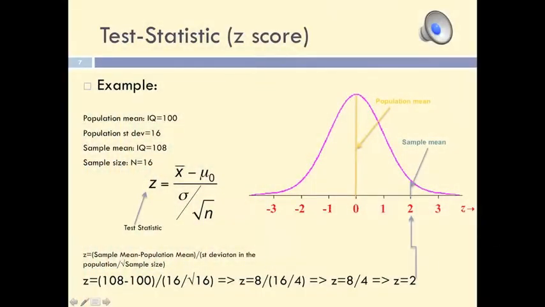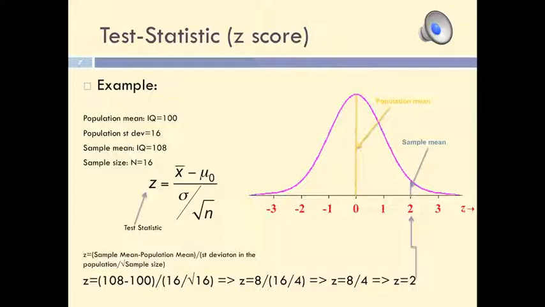Let's say that the mean IQ score for our sample is 108. What can we conclude about this sample of data? The sample mean is obviously different than the population mean, but is the difference between the two values statistically significant? Or can this difference be attributed to chance or sampling error?